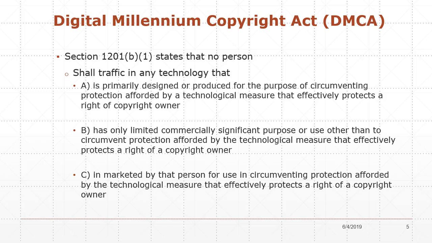Section 1201(b)(1) states that no person shall traffic in any technology that is primarily designed or produced for the purpose of circumventing protection afforded by a technological measure that effectively protects the right of a copyright owner, has only limited commercial significance, and is marketed by that person for use in circumventing protection afforded by the technological measure that effectively protects the right of the copyright owner.